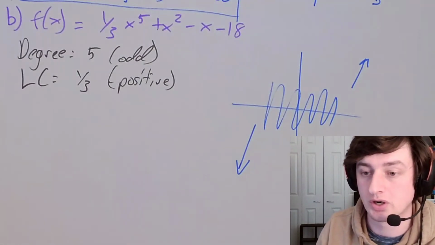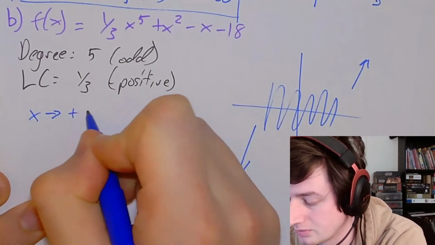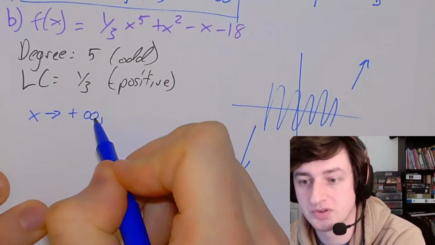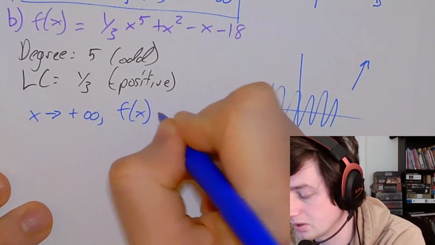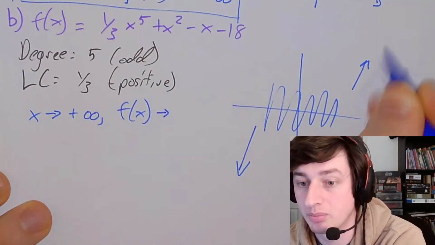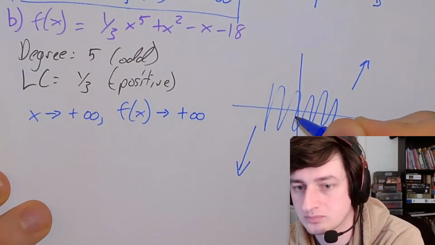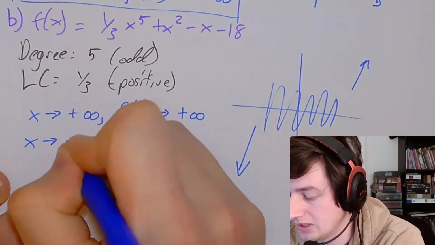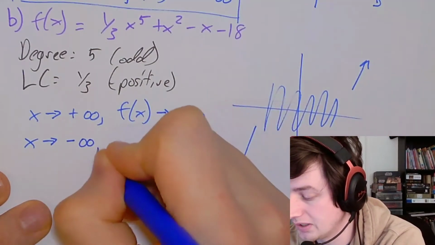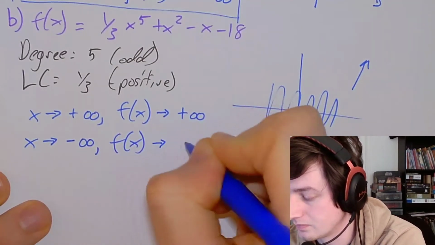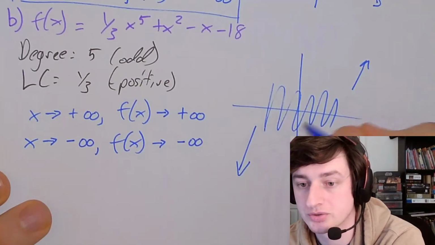Okay. So our answer is as x goes to the right, as x approaches positive infinity, as we go to the right on our graph, what does the function look like? What does the output look like? Well, it goes up, which means it also goes to positive infinity. As x goes to the left, as we go left, the function's going to go down. It's going to go in both directions.